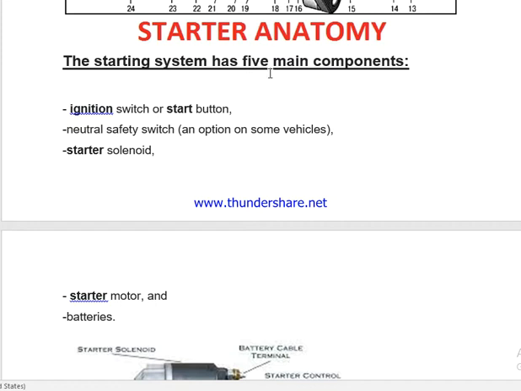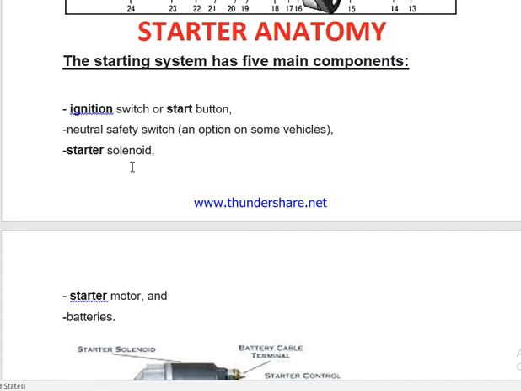The starting system has 5 main components. The first component of the starting system is the ignition switch or starter button. Some vehicles have a start button. That is the first component of the starting system. The ignition switch or start button helps to start the movement of the vehicle. Or a neutral switch, open on some vehicles. The neutral switch, a safety switch, is a component installed in the starting system.